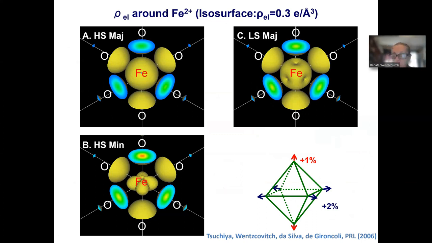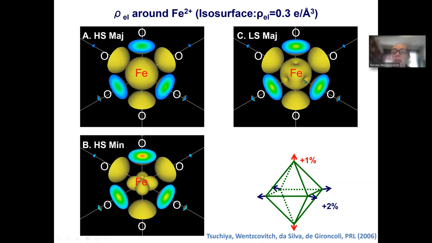Well, if you replace a magnesium in periclase with iron 2, S equal 2, high spin state, the majority electron density is spherical, and you have a minority electron with spin down, one electron spin down, that creates a Jahn-Teller distortion like this. The octahedral FeO octahedron expands this way.